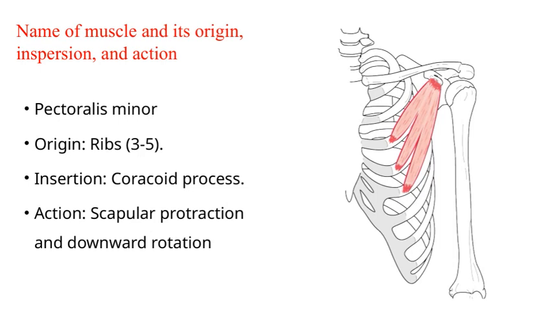Let's take a closer look at the pectoralis minor muscle. It originates from the ribs, specifically the 3rd to 5th ribs. From there, it inserts onto the coracoid process of the scapula. The primary actions of this muscle are scapular protraction, which helps move the shoulder blade forward, and downward rotation of the scapula. These movements are important for shoulder stability and proper arm functioning.